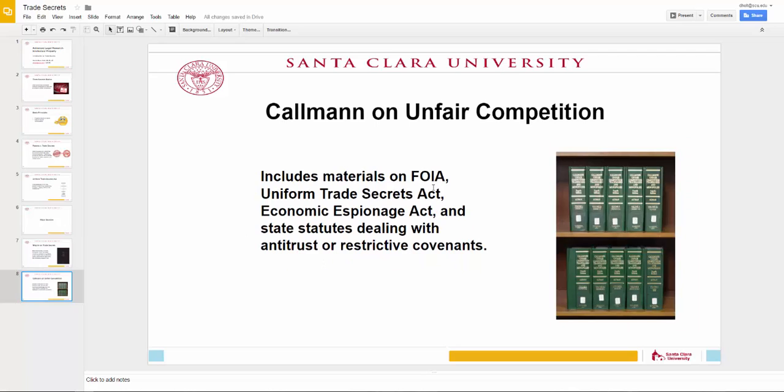The corollary equivalent on Westlaw is Kalman on Unfair Competition. It includes materials on the Freedom of Information Act, the Uniform Trade Secrets Act, economic espionage, and a compilation of state statutes, essentially a 50-state survey dealing with antitrust and restrictive covenants.